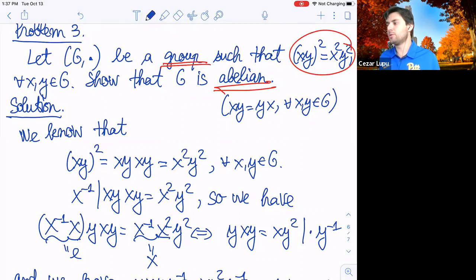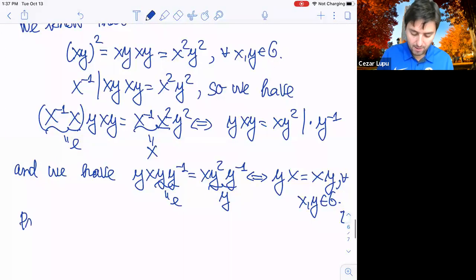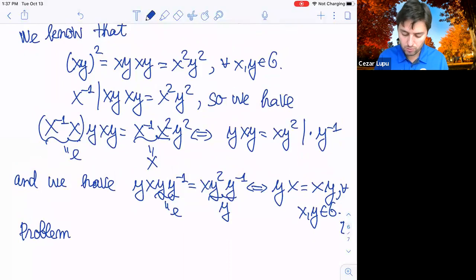Okay, now let me do something similar but a little bit more involved, and you'll see what I mean by that. I wanted to do this easy problem because I want you to see how to operate in a group. But I want to do 2 more problems.